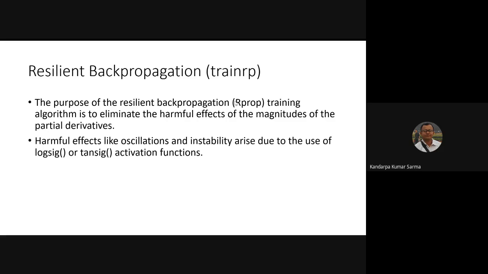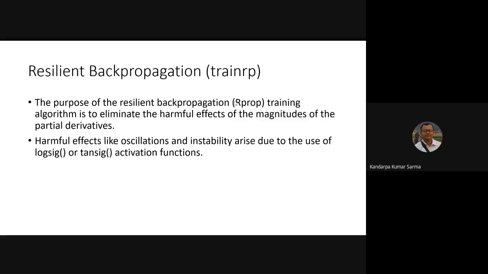So the resilient back propagation prevents the detrimental side effects of the magnitude variations. Here it makes the network fluctuations less.